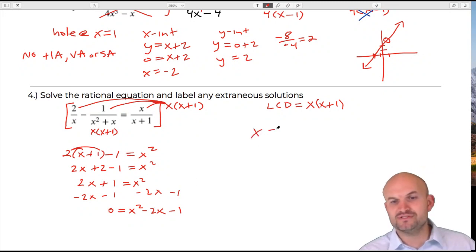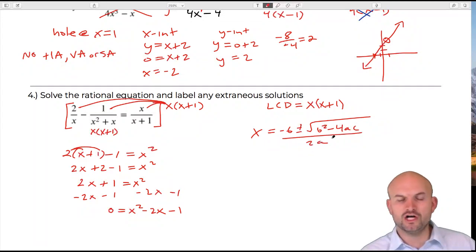Therefore, I have to go back and use the lovely quadratic formula: opposite of b plus or minus square root of b squared minus 4 times a times c, all divided by 2a. So now, remember that's from the standard form.